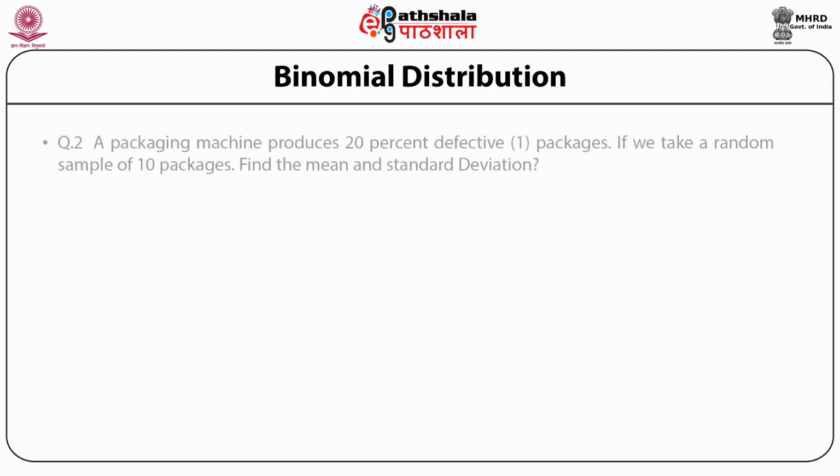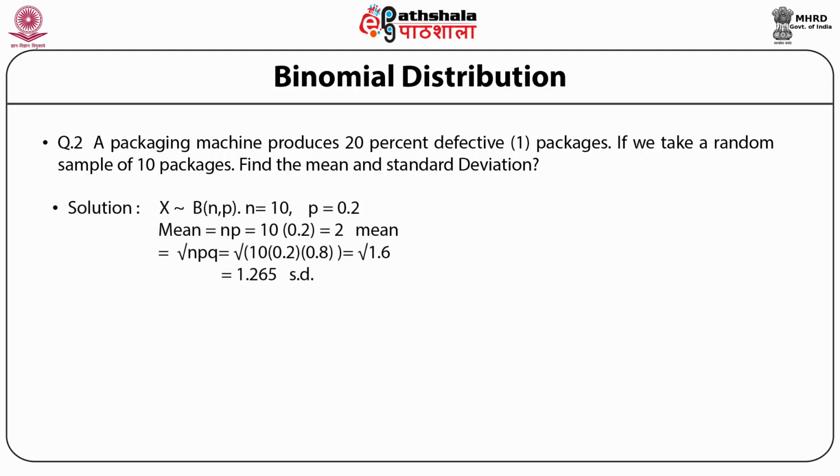Next question: a packaging machine produces 20% defective packages. If we take a random sample of 10 packets, find the mean and standard deviation. So here X follows a binomial distribution with n and p. n is 10 here, probability is 0.2. So use the formulas of mean and standard deviation, that is np, and the square root of npq for standard deviation.